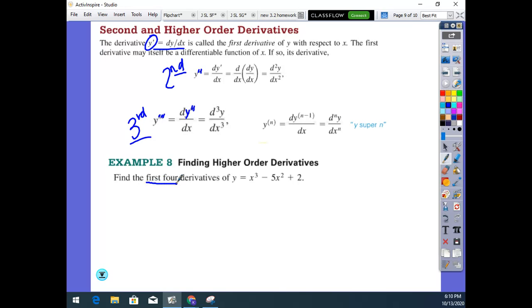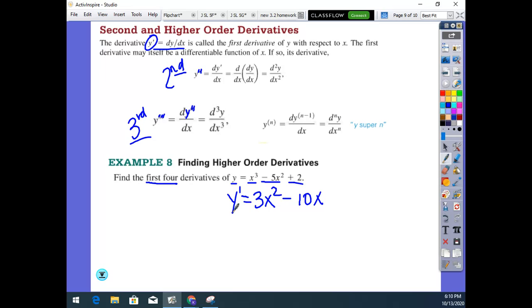This says find the first 4 derivatives. So this starts with y. So my first derivative gets a 1 hash mark. The derivative of x to the third is 3x squared. The derivative of negative 5x squared is minus 10x. The derivative of all constants is 0.